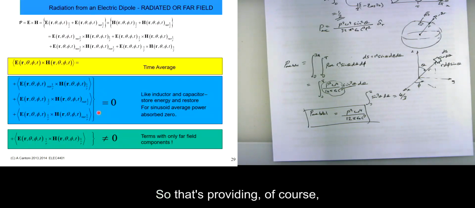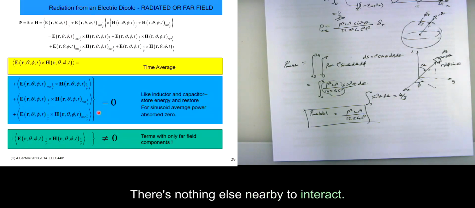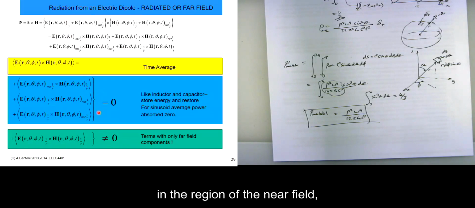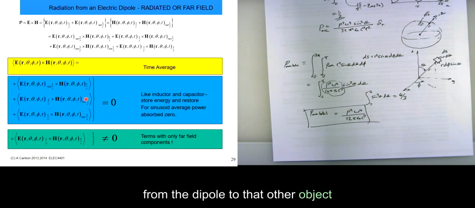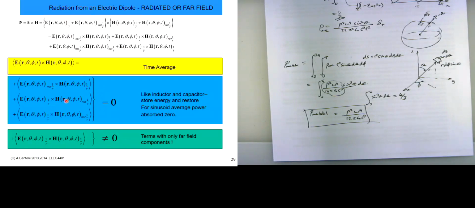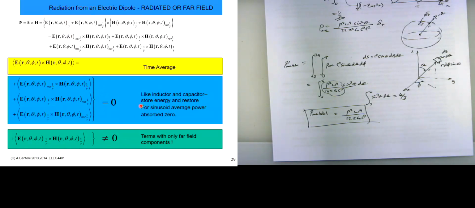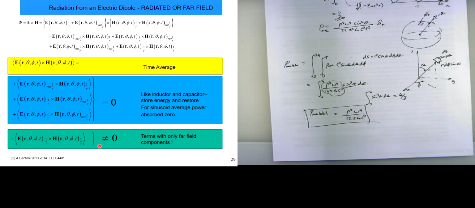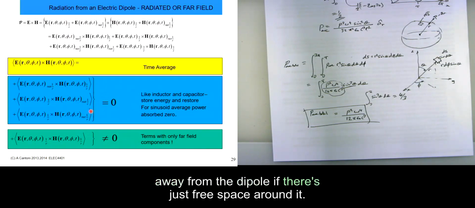Of course, this is if you just have the dipole in free space. There's nothing else nearby to interact. If you had perhaps something very close to the dipole in the region of the near field, then you might get some energy transfer from the dipole to that other object via these near field terms. But if it's in free space and you're far away, and you have a receiver, then the thing that's transferring this energy is these far field terms. So this is the one that we're interested in, and all these near field terms don't transport energy away from the dipole if there's just free space around it.